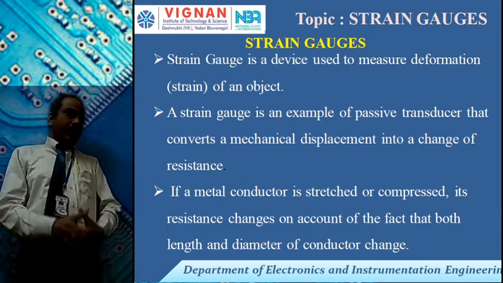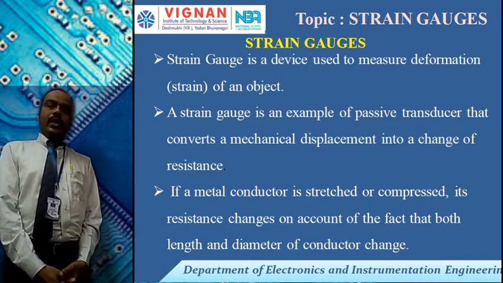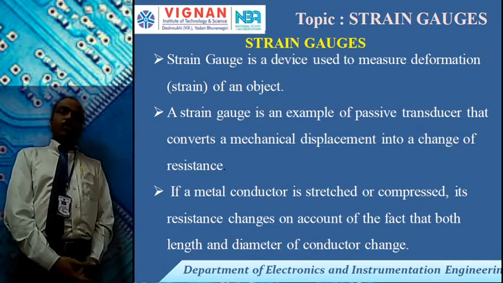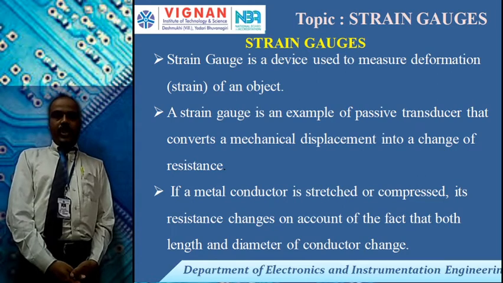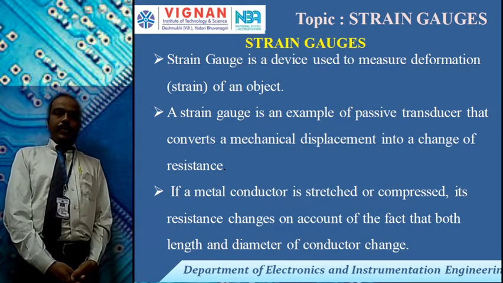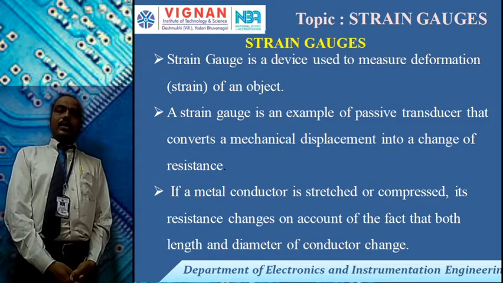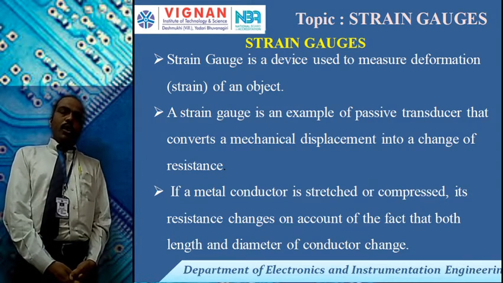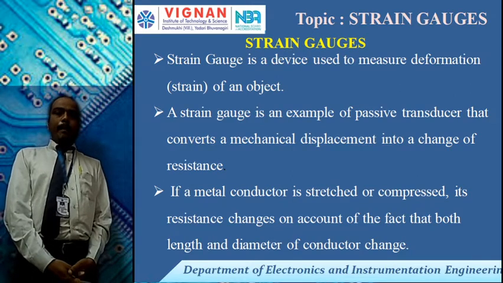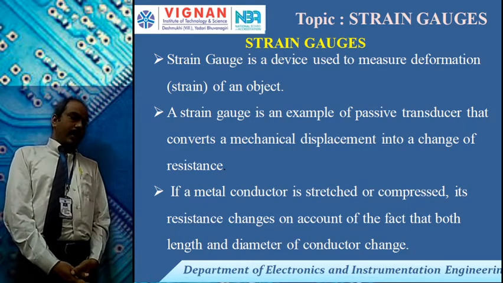So what is strain gauge? Strain gauge is a device used to measure deformation of an object, or strain of an object. That means when you are applying some force, there is some deformation in an object. So that deformation or strain can be measured by a device called strain gauge.